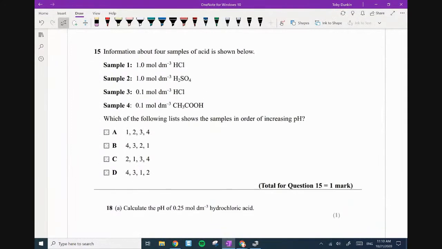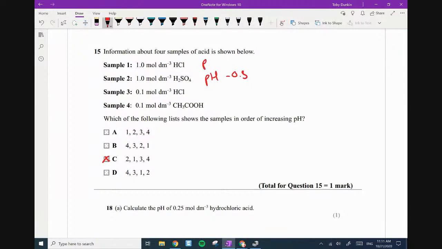Information about the samples. Which of the following lists shows the samples in order of increasing pH? Oh, that's clever. Who's the most acidic? That one. So 2 is going to be first. In order of increasing, yeah, 2's first. I'm done. The answer's C. Let's just check. After that would definitely come HCl. That would be number 1, that would be the most. That's going to be like pH minus something, 0.3 or something.